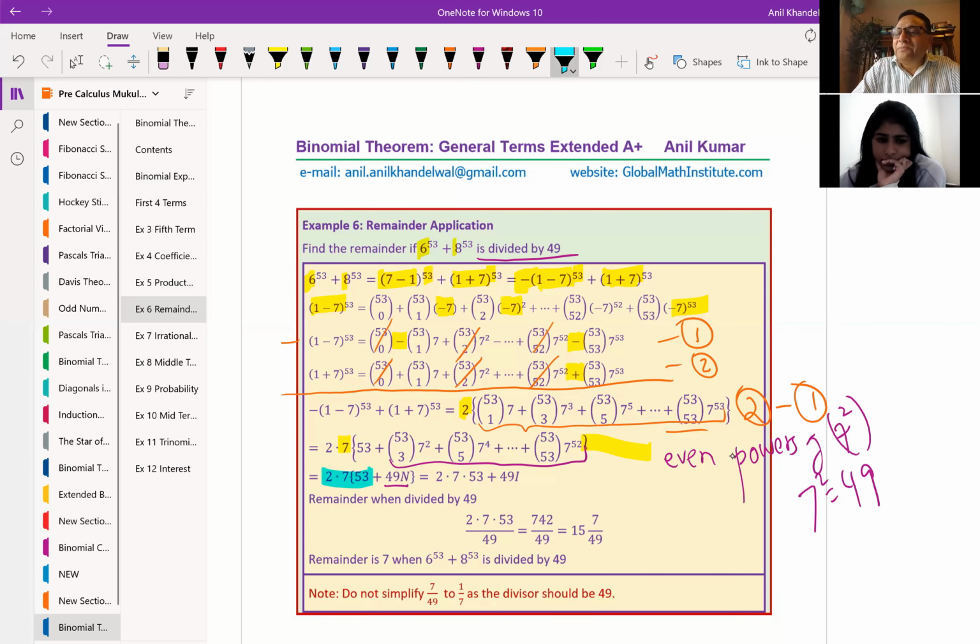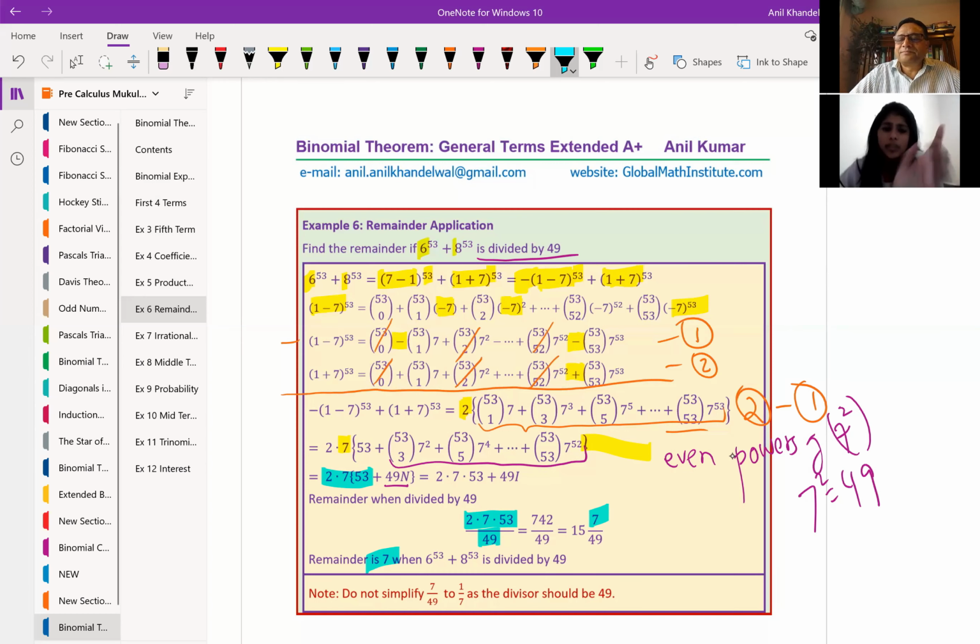That is going to give us the remainder. So now let us divide 2 times 7 times 53 by 49 and check what the remainder is. When you divide, it goes 15 times, and you get 7 as your remainder. 7 is the remainder when you divide by 49. And therefore, the answer is that the remainder is going to be 7 when you divide this number by 49. Is that clear to you?